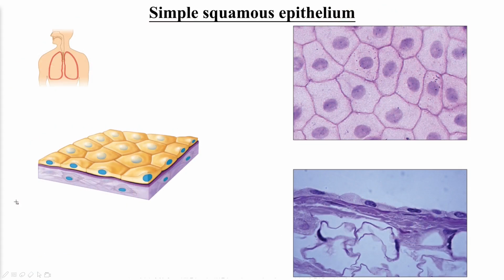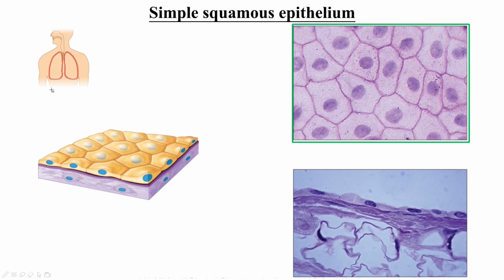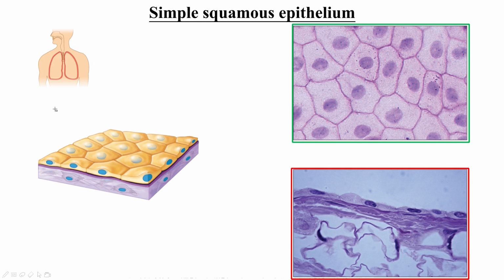Simple squamous epithelium is a single layer of thin cells, shaped like fried eggs, with a bulge where the nucleus is located. The top right picture is looking at the cells from above, and the bottom right picture is looking at them from the side. The example that I will provide for you is from the side, similar to the bottom picture.